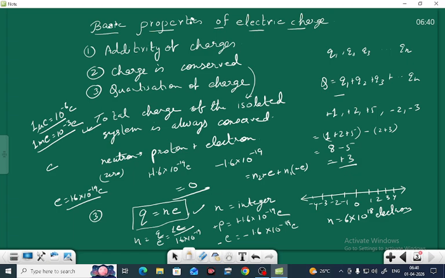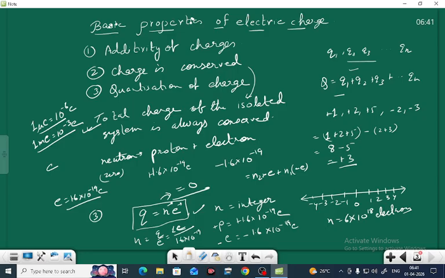One is additivity of charges. We have to add all the charges in a system. That is additivity. What is charge conservation? Charge conservation is that in an isolated system the total charge is conserved. Charge cannot be created nor destroyed, but the total charge is always the same. What is quantization of charge? Quantization of charge is that the charge on a body is always given by Q equal to ne, where n is an integer and e is the charge of an electron or a proton. If it is plus e, it is a proton. If it is minus e, it is known as an electron. This is charge quantization.